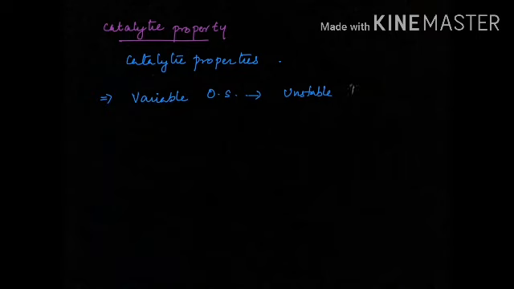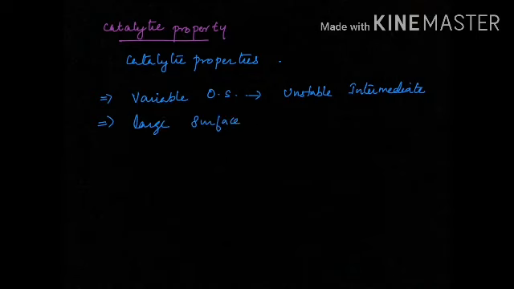unstable intermediates. We have studied about intermediate formation using a catalyst, right? So the first reason is that they have variable oxidation states, and because of this they can form a variety of unstable intermediate products. The next reason for the catalytic activity is the presence of large surface area.